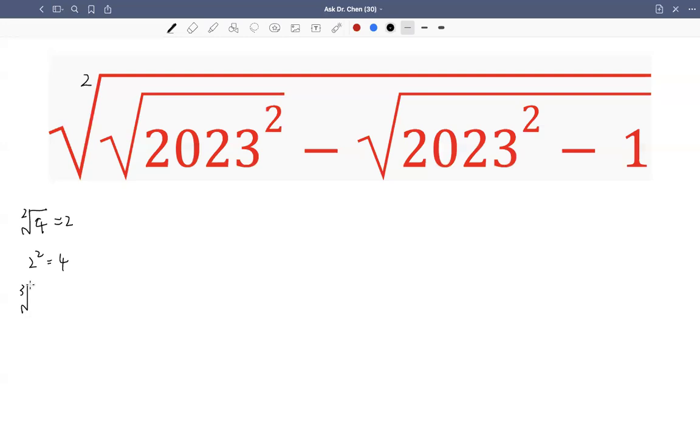Or let's just remember the index. If we have the cubic root of 8, that's also 2, because 2 raised to 3 is 8. So that's the meaning of the radical signs.